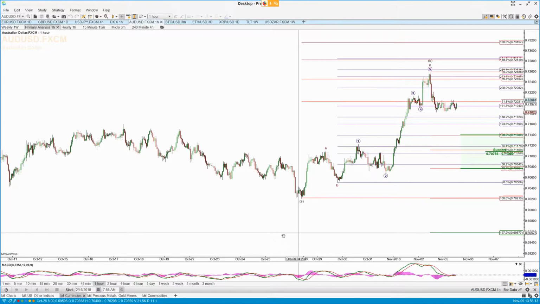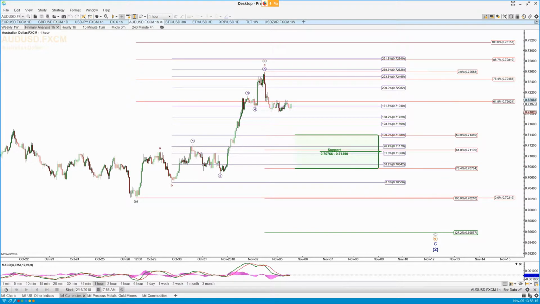And then the Australian dollar, what I've got here, I can count off this low a 5 wave move up. So I'm watching this support zone. If we get an A, B, C, and it hits and holds one of these fibs, then that does set up the opportunity to take a small long position, and it only needs to be very, very small, because the upside in this thing is absolutely enormous.